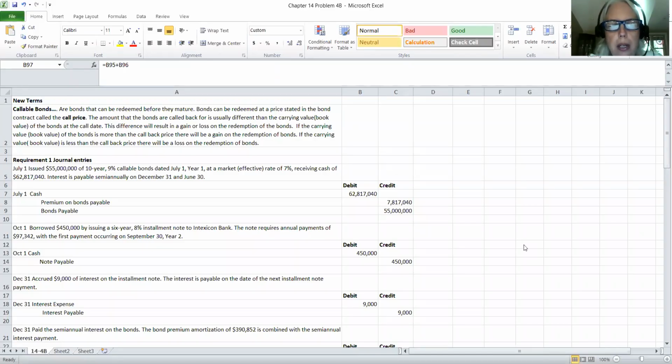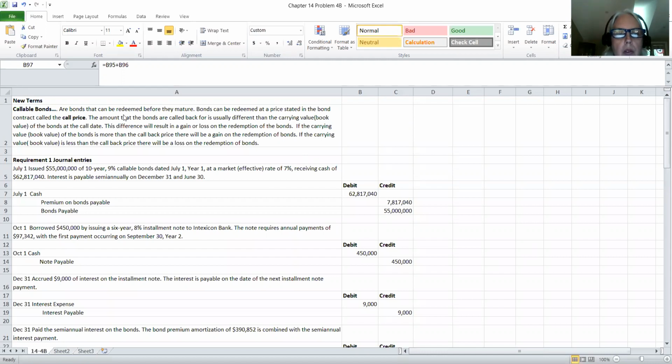Today's lesson will be Chapter 14, Problem 4B. This is the second take of this particular problem. First of all, before we get started, we need to talk about callable bonds.